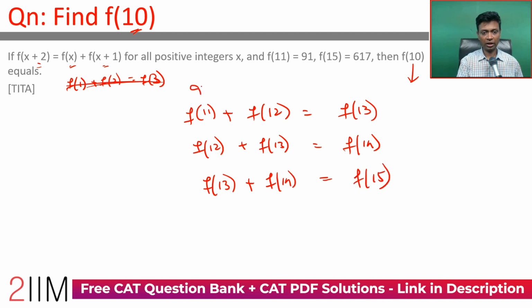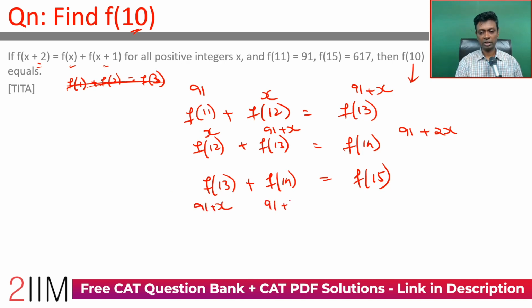We know this is 91. Let's say f of 12 is x. This will be 91 plus x. This is x. This is 91 plus x. This is 91 plus 2x. This is 91 plus x. This is 91 plus 2x. Adds up to 617. Or 91 plus 91, 182 plus 3x is 617. 3x equals 617 minus 182.